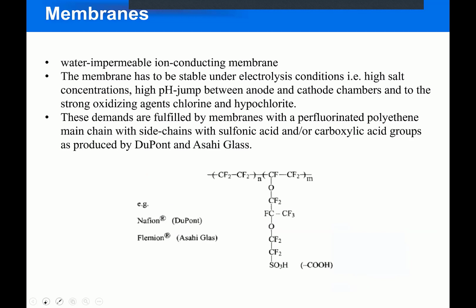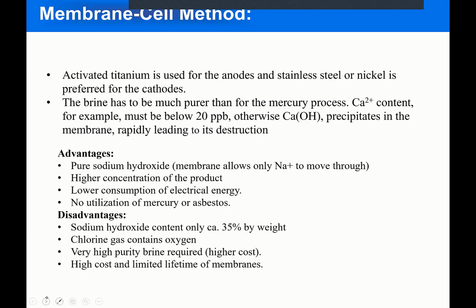These membranes are very specialized because they have to be water impermeable and ion conducting membranes, and have to be very stable under electrolysis conditions, especially with high salt concentration, high pH jump between the anode and the cathode, and the existence of very strong oxidizing agents like chlorine and hypochlorite. This can be achieved by some special perfluorinated polyethane membranes with some side chains of sulfonic acids or carboxylic acids. However, these are very expensive membranes, which adds to the cost of production.